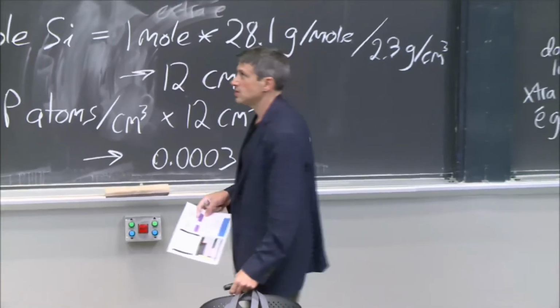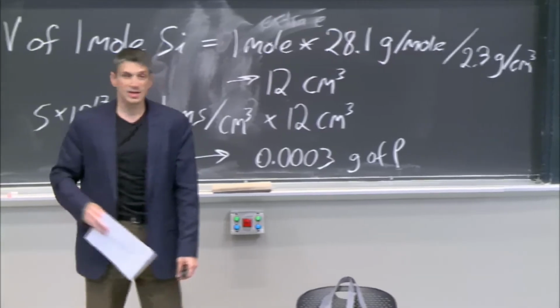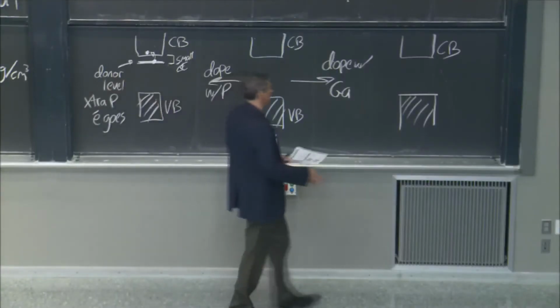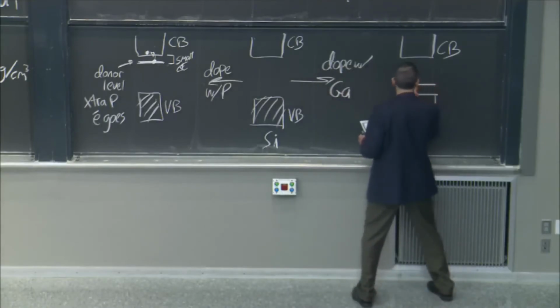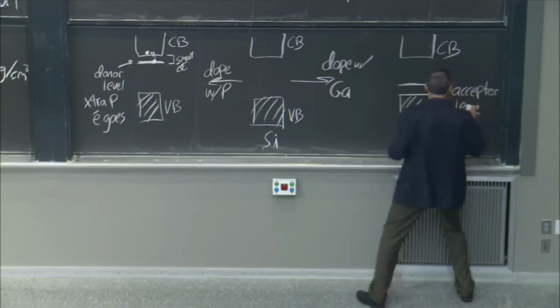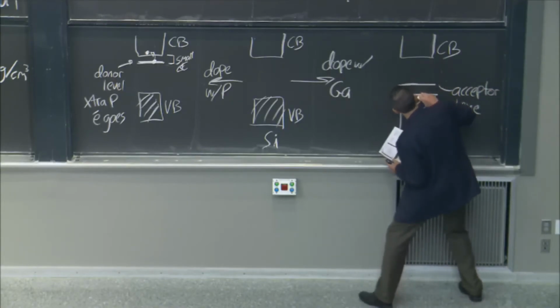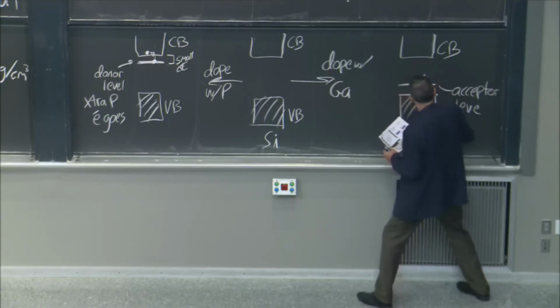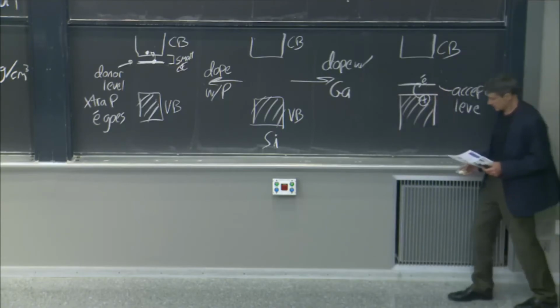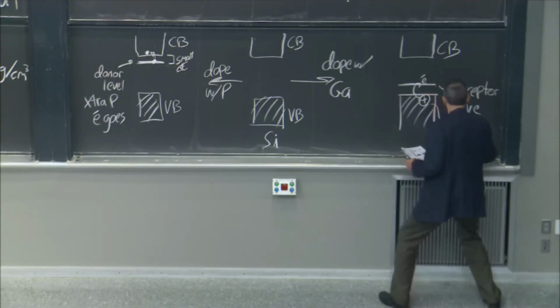And so what does it do? It steals an electron. It says, I need an electron to be happy. So it takes one out, and that's called an acceptor level, where the gallium has actually pulled an electron out of there, and that leaves behind a positive charge. This is called a hole.